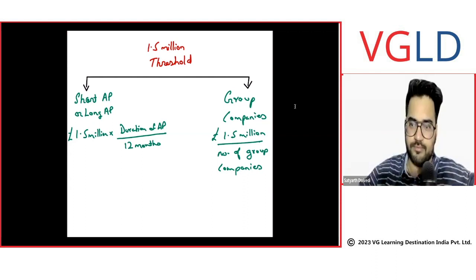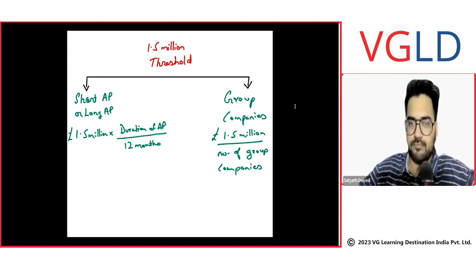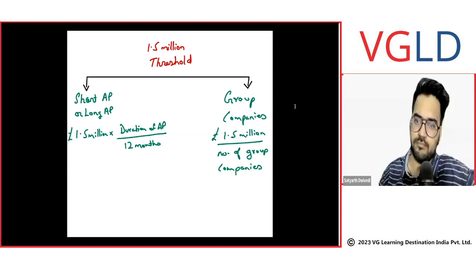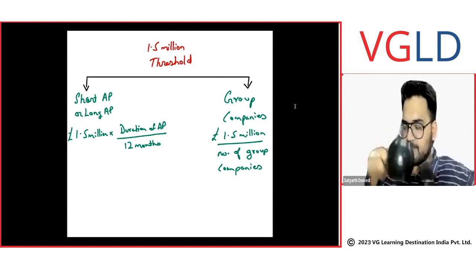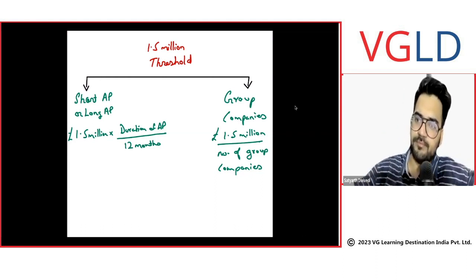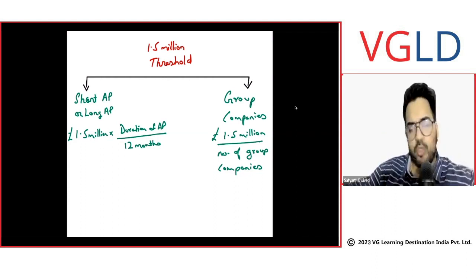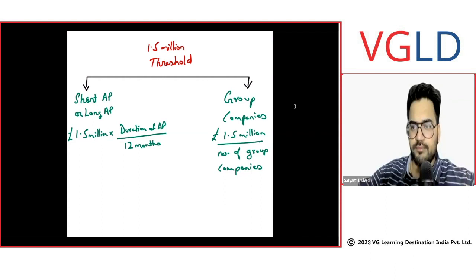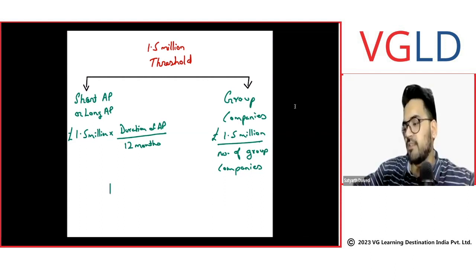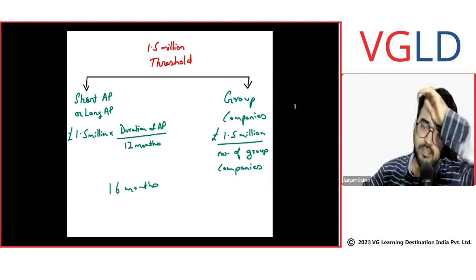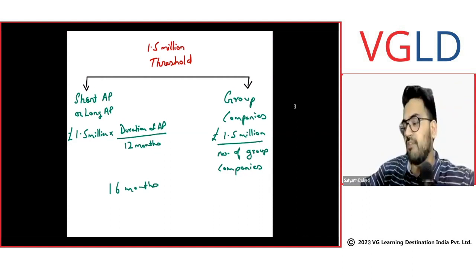Okay. Yes, is this understood? Can I move forward? In group company, do we not need to adjust? In group company also, you need to adjust. For longer AP, suppose your AP is 16 months. So then what are you going to do, sir? I'm going to divide this into 12 months and 4 months. Yes.